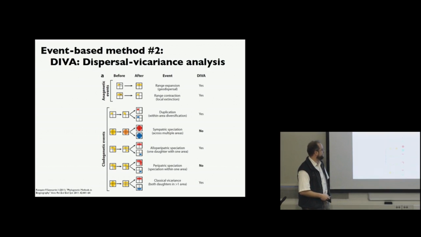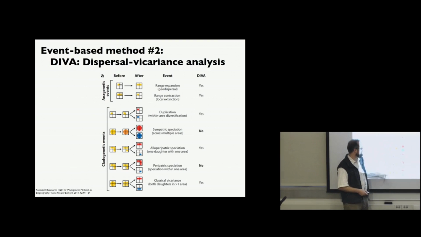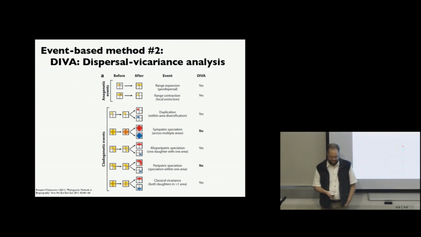So these are the sorts of processes that they allow, and you can see yes and no. If the ancestor lives in one area, the descendants both live in that same area. But you can't have a widespread ancestor convey its widespread range to both daughter species. But you can have vicariance, where a species divides up and basically splits its range in half.